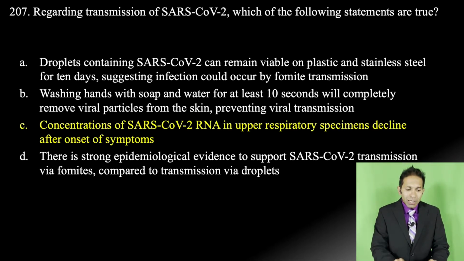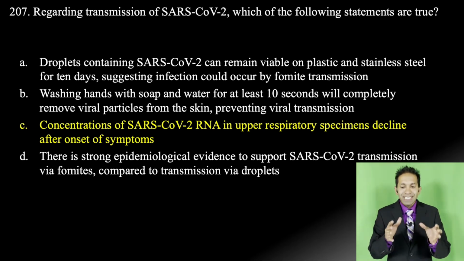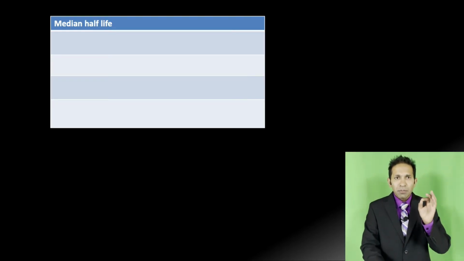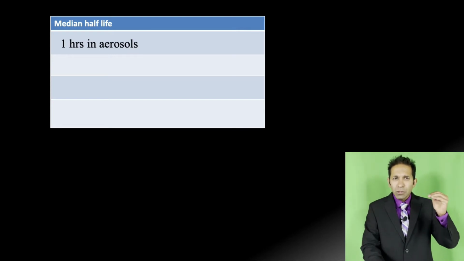Okay, so let's talk about option A first. Why is option A incorrect? Droplet containing SARS-CoV-2 can remain viable on plastic and stainless steel for 10 days. This statement is false. So let's go to the next slide and discuss median half-life of SARS-CoV-2 on various surfaces. Median half-life in aerosol is 1 hour. We'll talk about what aerosols are in the next couple of minutes.